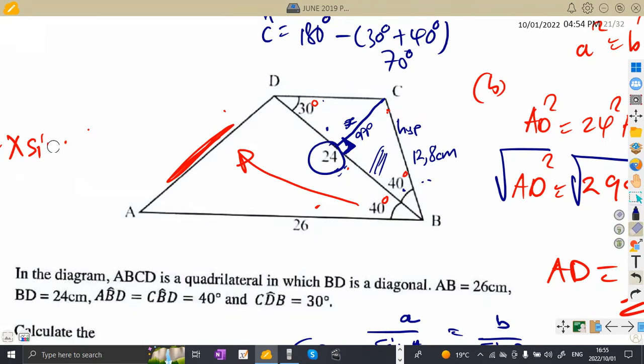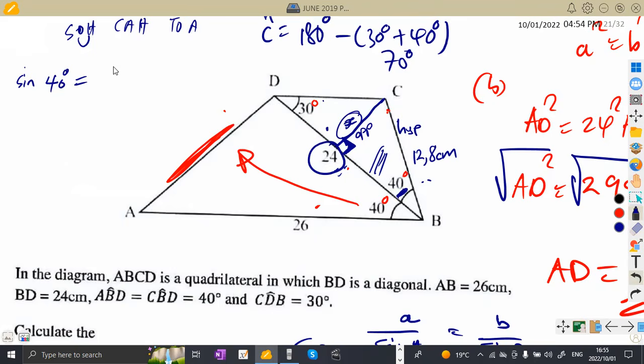We're going to choose a ratio that has opposite and hypotenuse, and that ratio is sine, from our SOH CAH TOA. So this is sine, which is opposite over hypotenuse. So it's going to be sine of the angle I'm given, which is sine 40 degrees, equals the opposite, which is the shortest distance you're supposed to calculate, x, over the hypotenuse, which is 12,8.